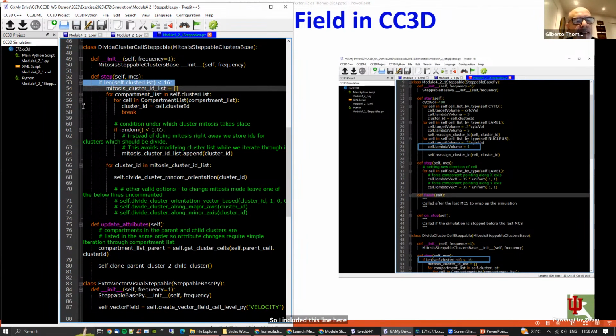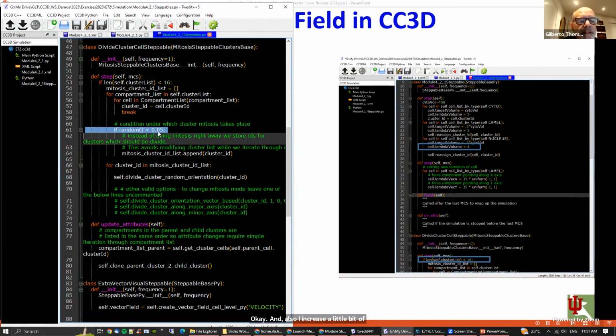This line says that if the amount of cells that I have is smaller than 16, I will continue with the division. If the number reaches 16, it stops dividing. Okay? And also I increased a little bit the probability of division from 0.01 to 0.05 here to make things faster. Okay?